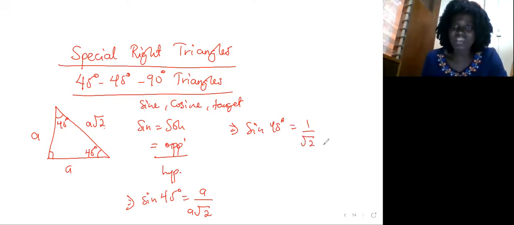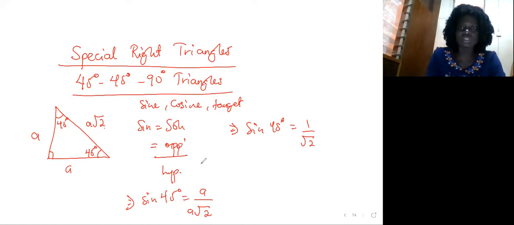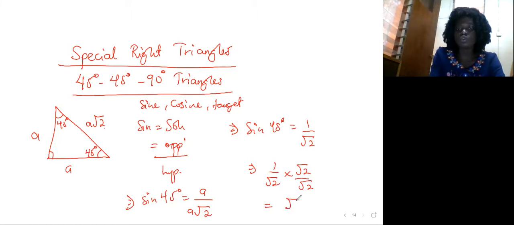And I believe you know that you can't leave your answer in this form. So go back to our lesson on rationalization if you have forgotten. This one, you rationalize it. So you're going to get 1 over root 2 times root 2 over root 2. So this will give us root 2 over 2. That will be for sine 45 degrees.